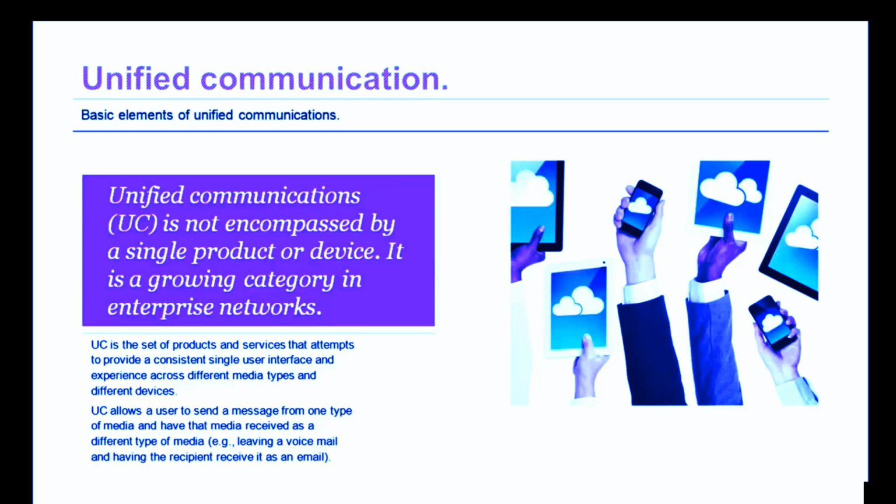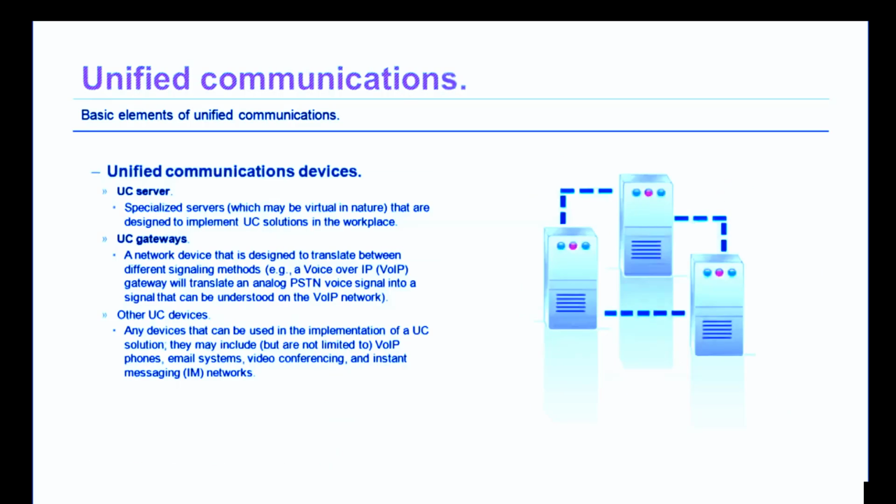UC allows a user to send a message from one type of media, as in email, and have that media received as a different type of media. That email could become a text message or a voicemail. So now let's talk about some unified communication devices.